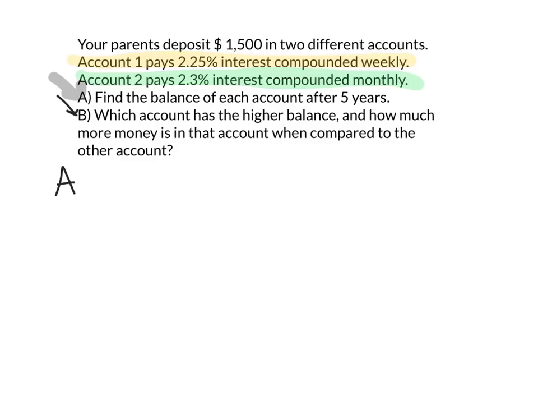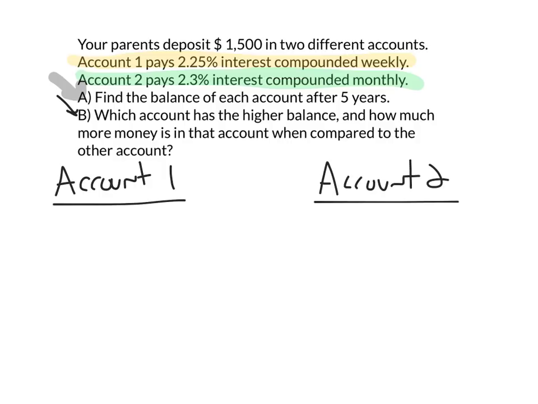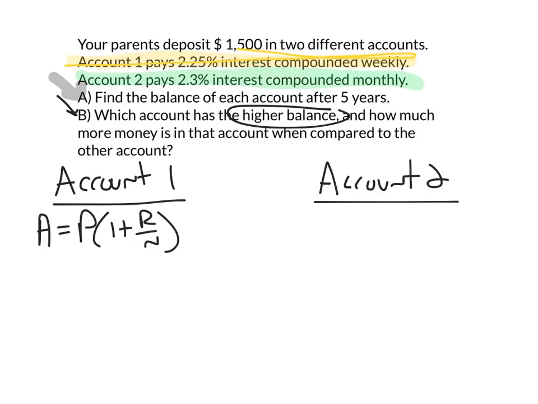We're going to have to first figure out how much money we have using account 1. Then we'll have to figure out how much money we have after account 2, and we'll see which one gives the higher balance. So first we'll do account 1, and account 1 says it pays 2.25% interest compounded weekly. So I'll write out my formula. A equals P(1 + r/n)^(nt). I'm going to write out my variables P, R, N, and T.